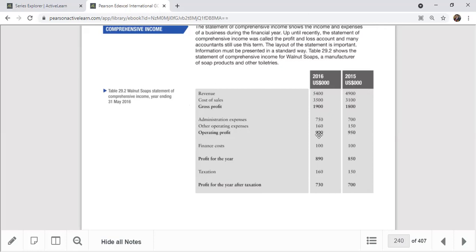From operating profit, if you remove the finance cost, that we call the profit for the year or net profit; the new term is profit for the year. From profit for the year, if you deduct taxation, we call it the profit after tax. Profit before tax, profit after tax. You can see right now, revenue increased from 4,900 to 5,400. Profit, the bottom line, increased from 700 to 730. That's why investors always go through the bottom line. The bottom line concept is actually very important.